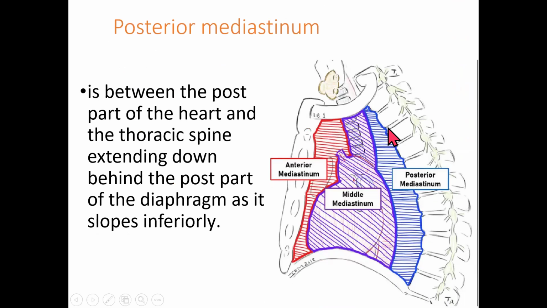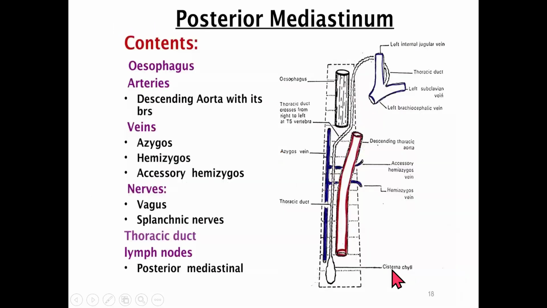The posterior mediastinum is between the posterior part of the heart and the thoracic spine, extending behind the posterior part of the diaphragm as it slopes inferiorly. Contents of the posterior mediastinum are the esophagus, the descending aorta and its branches, the azygos vein, hemiazygos and accessory hemiazygos veins, vagus nerves, splanchnic nerves, and thoracic duct, and some lymph nodes, which are the posterior mediastinal lymph nodes.